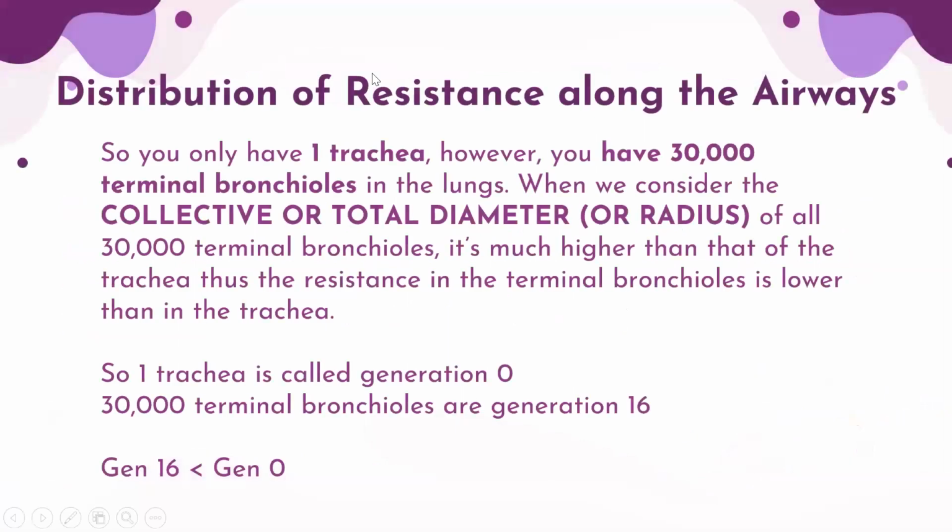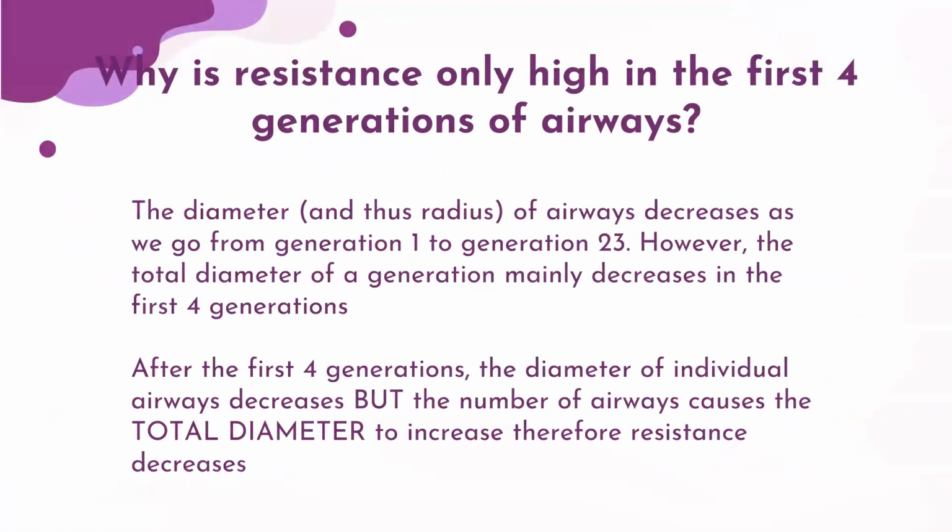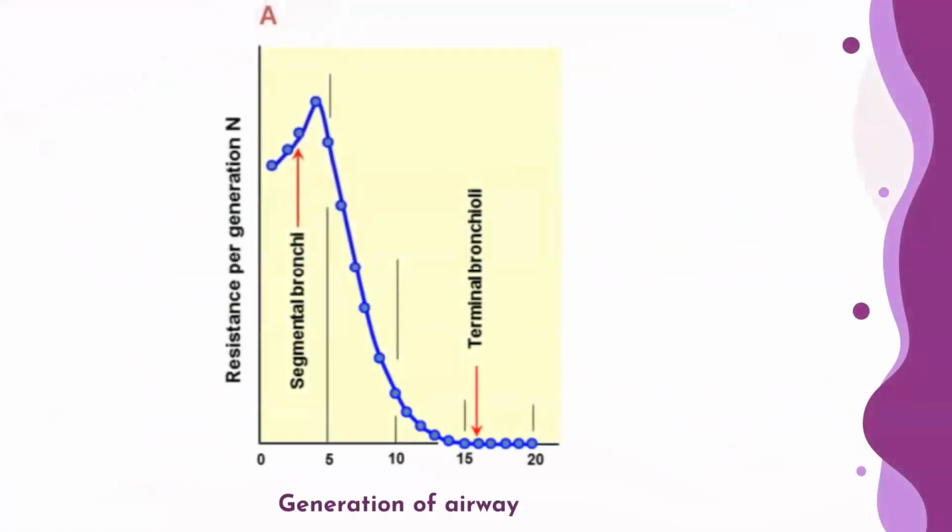And because you have a higher total diameter in the respiratory bronchioles, because you have 30,000 of them as compared to the trachea, and because the total diameter of 30,000 respiratory bronchioles is going to be higher than that in the trachea, that's why the resistance is lower in the respiratory bronchioles. That question was supposed to be lower resistance.